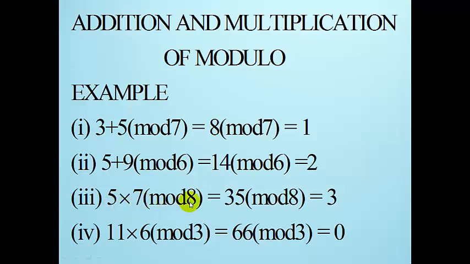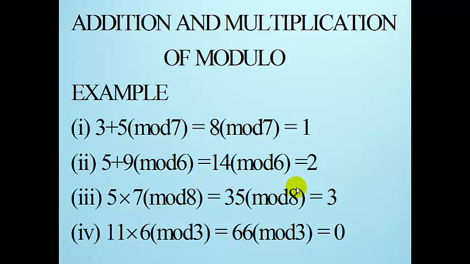5 times 7 mod 8. When we multiply 5 by 7, the answer is 35. This means that 5 times 7 mod 8 is equal to 35 mod 8. Now 35 in mod 8 is equal to 3.